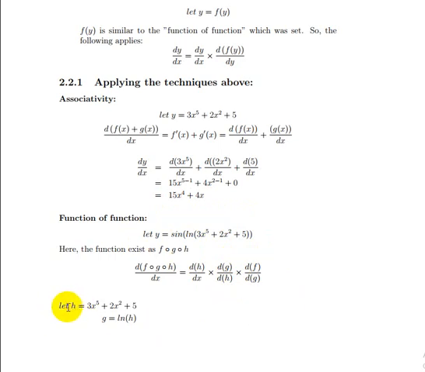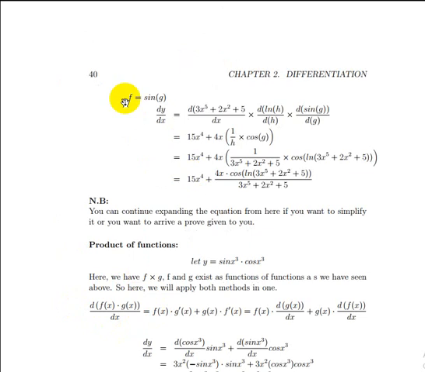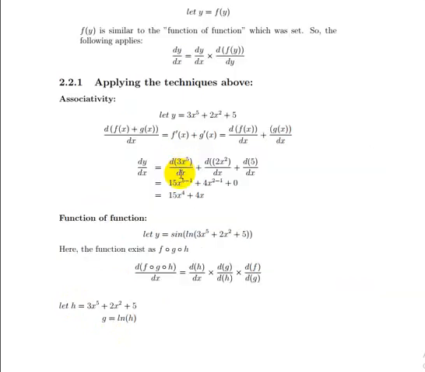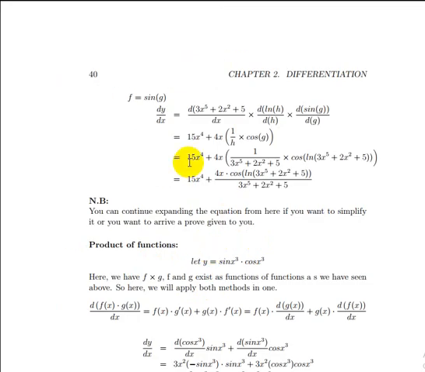So let h equal 3x to the power 5 plus this. g equals ln of h. So the first function is ln, and it is ln of the innermost function, and we have f as sine of the middle function. So this is similar to this. So dy all over dx equals, you differentiate the innermost function with respect to x, you differentiate this function with respect to h, and differentiate this function with respect to g.